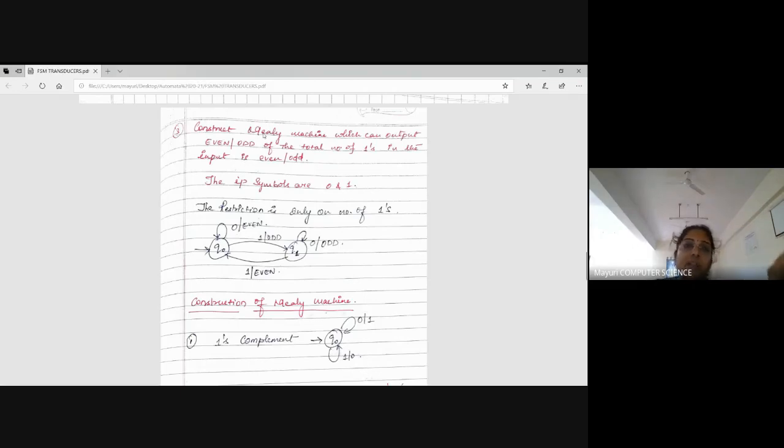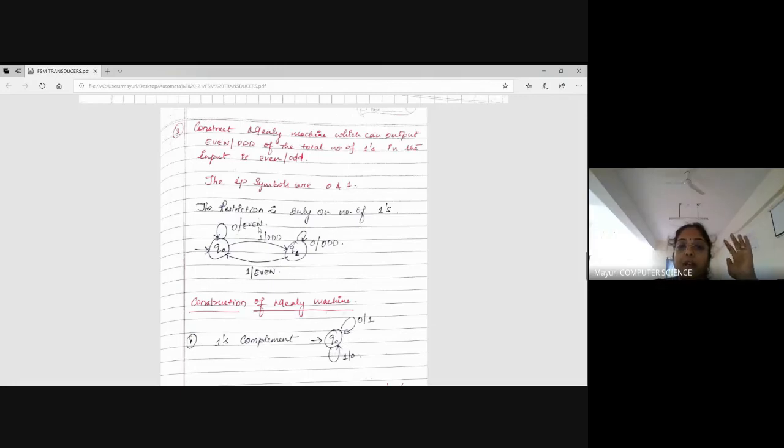Moreover, it's a Mealy machine, no need to worry. The inputs are associated with output. You don't have any problem with states, right? And there is no constraint for zeros. You can see that the total number of ones in the input is even or odd. Only for ones we have to construct. The restriction is only on the number of ones.